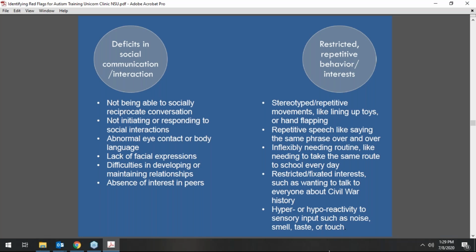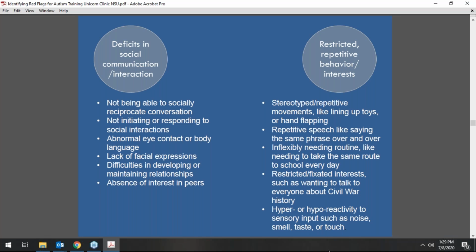I've also worked with children where if they don't get that one bottle of milk in the morning before going to school, it can throw them off completely for that whole day. So it's very inflexible. Then, as I mentioned earlier, these restricted fixated interests, so these very specific interests.